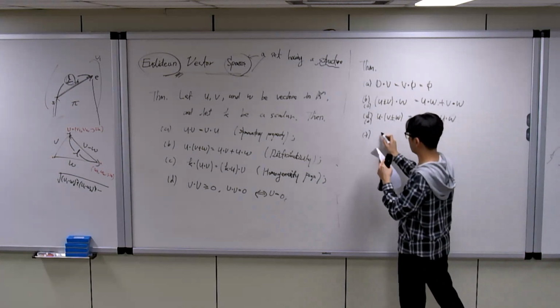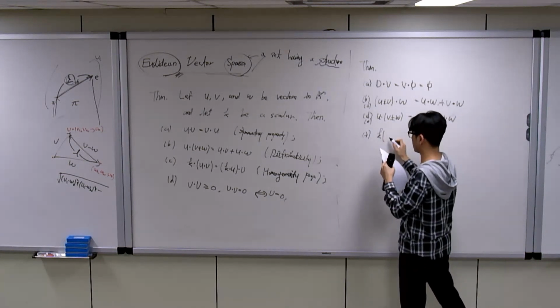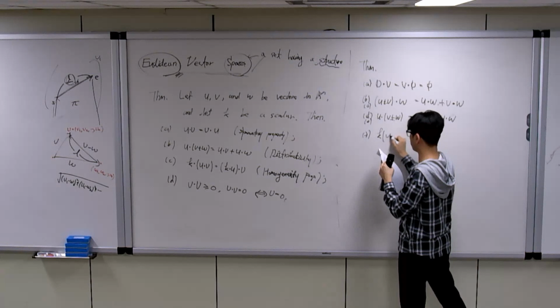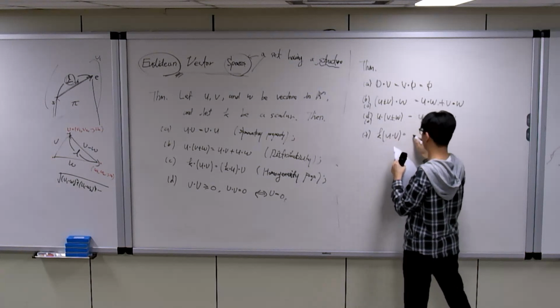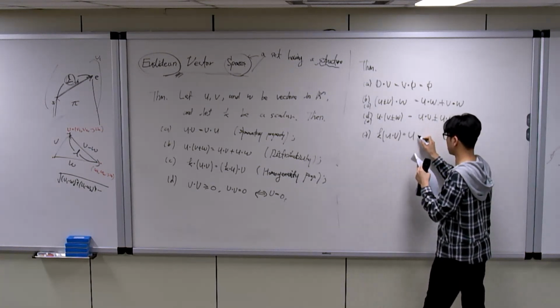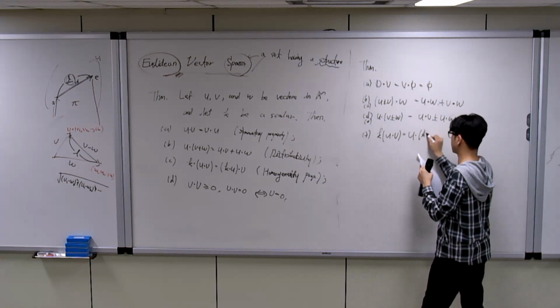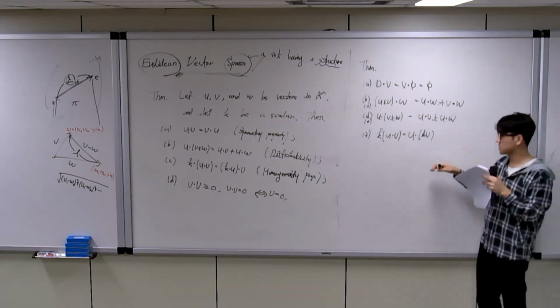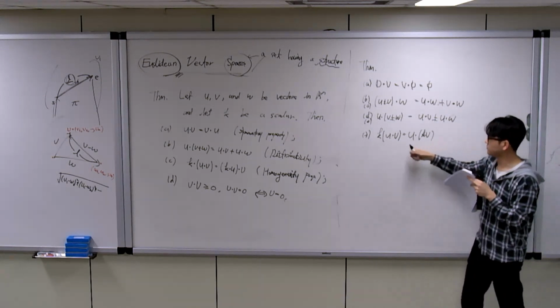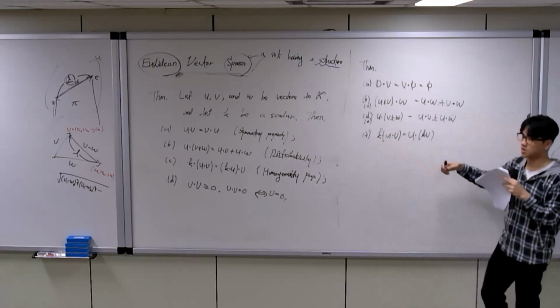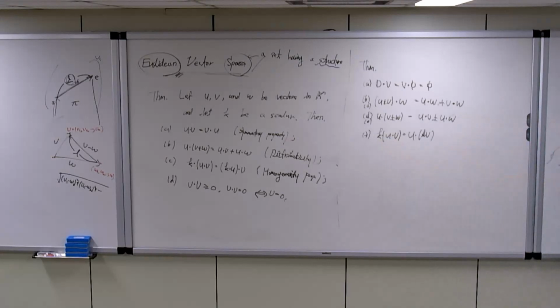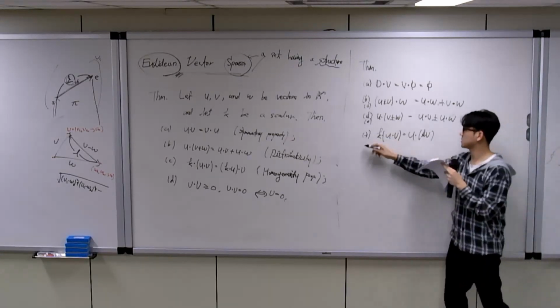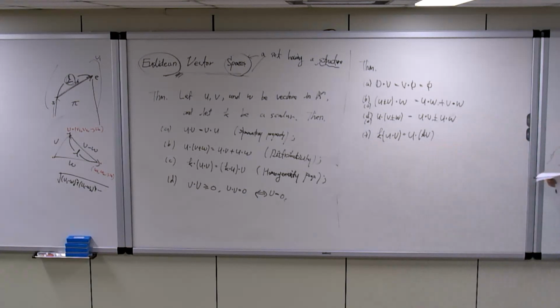And finally, the scalar multiplication is calculated for each component of the vector, so the scalar multiplication affects each component, so it also makes sense.